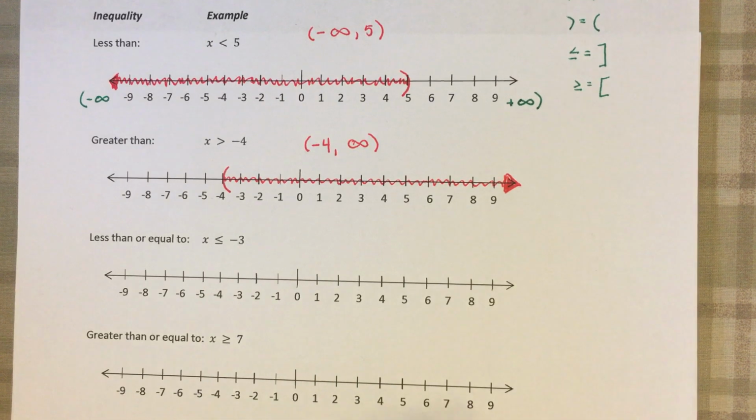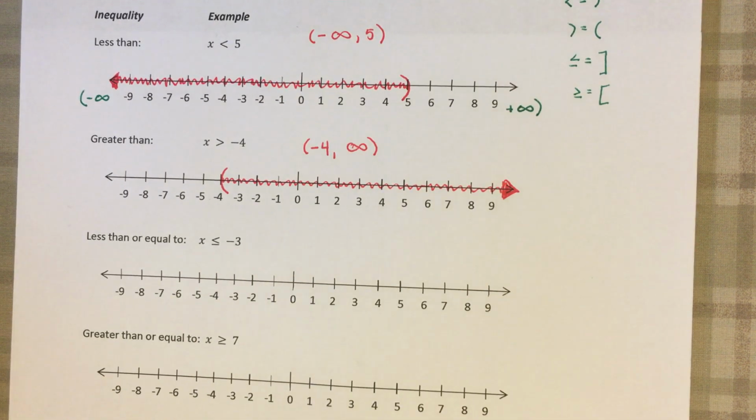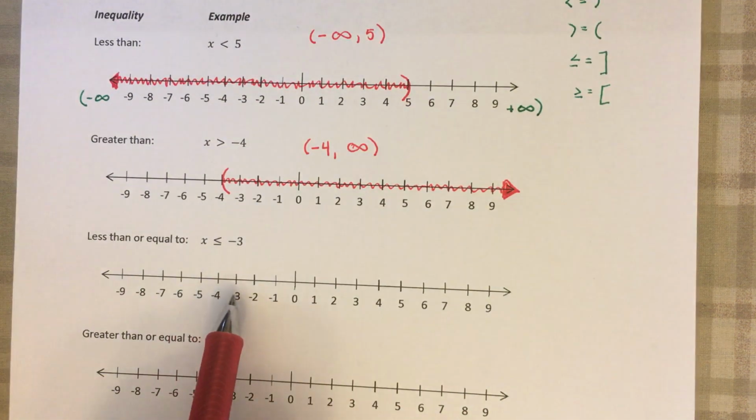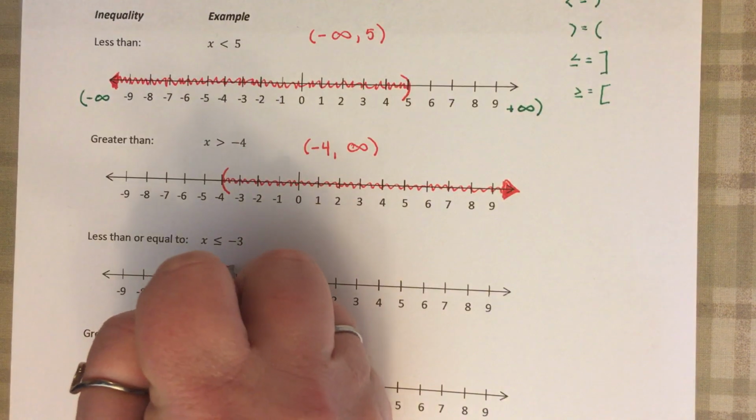Then for our next two examples, we're going to look at less than or equal to and greater than or equal to. Instead of using parentheses for these, we're going to use square brackets. So x is less than or equal to negative 3. Less than means we're going to start at negative 3 and go to the left.